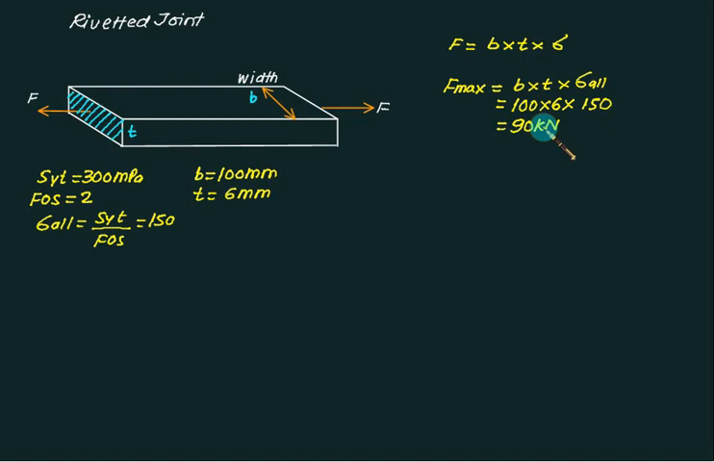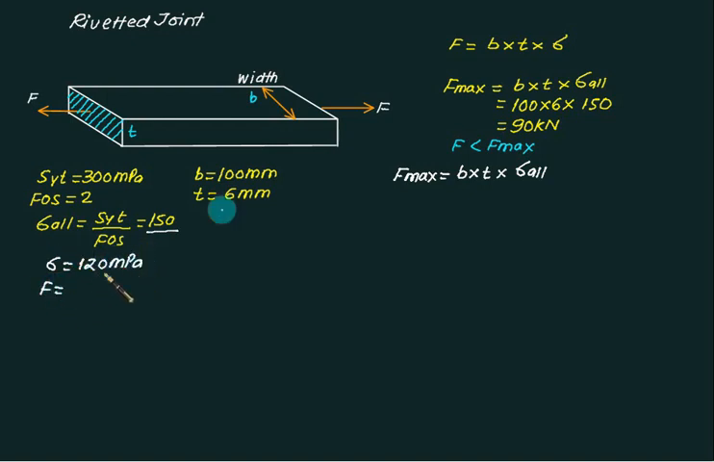Rather, on the safer side, we should always design this value of F less than F max. So naturally this force will be less than F max. But if the sigma is equal to 120, it means that we are on the safer side. In this case, the factor of safety will be higher. Because if it is 120 megapascal, then how much force can we apply? So we have the same equation, B T into sigma. So we have 100 multiplied by 6 multiplied by 120. It is 72 kilonewton. Is this 72 kilonewton less than 90? So we are always on the safe side.